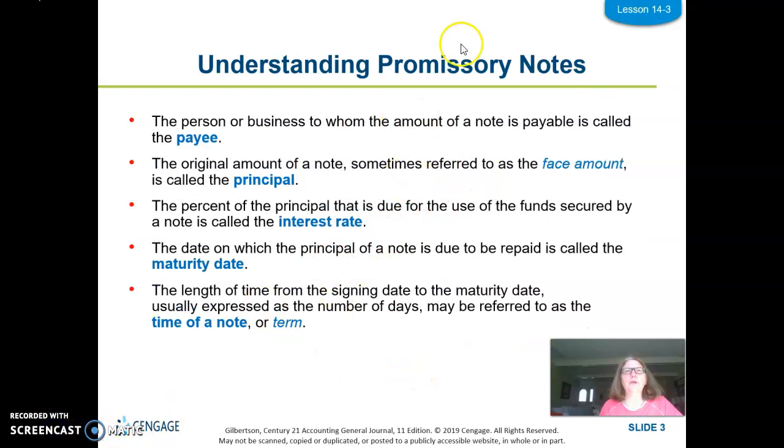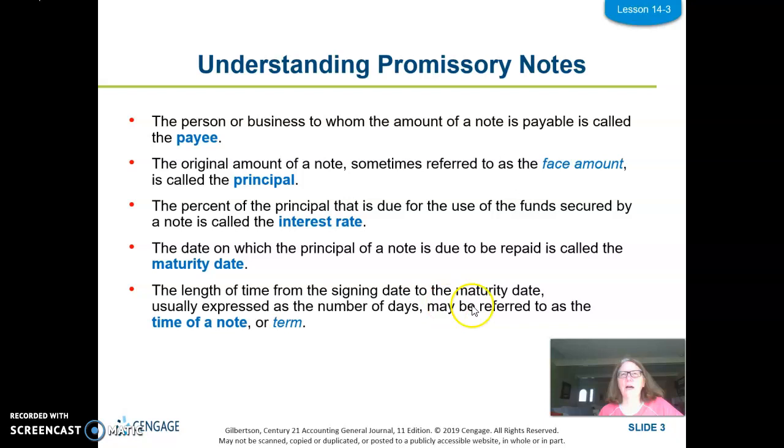So then we got a few more terms here. So the payee is the person who's going to receive payment. Receive payment is the payee. The original amount or the face amount of the note is called principal. The cost of using the funds is interest. So the percent of the principal is the interest rate. The cost again is the interest. And then the date on which the principal of the note is due to be repaid is called the maturity date. And on that date, we're going to have to pay interest and principal.